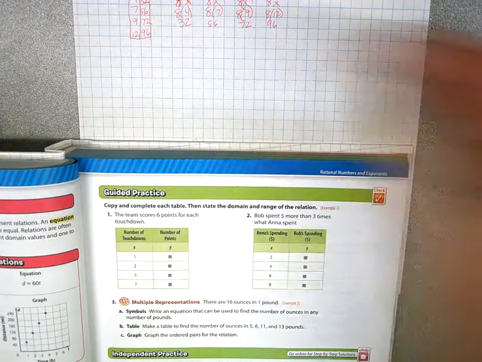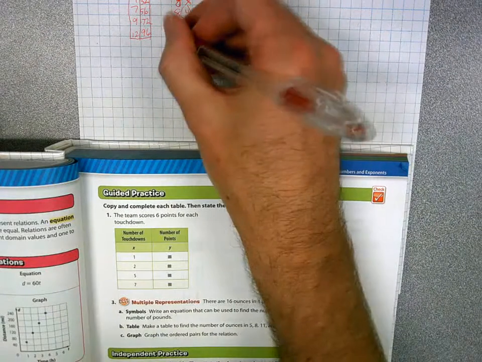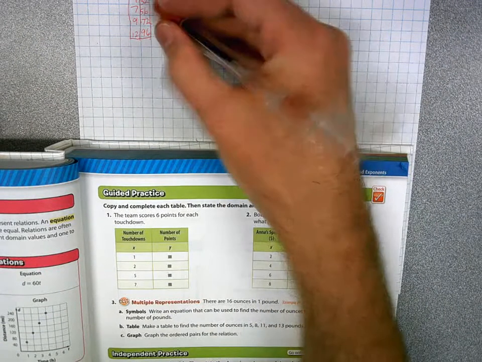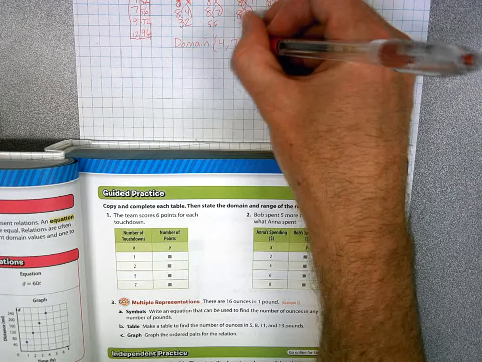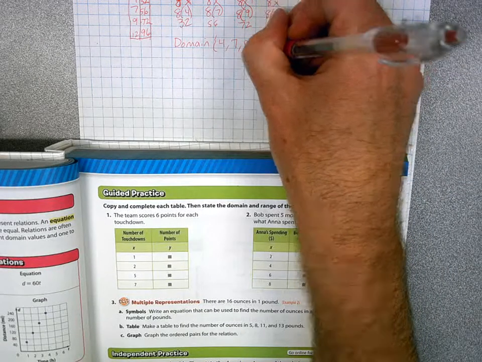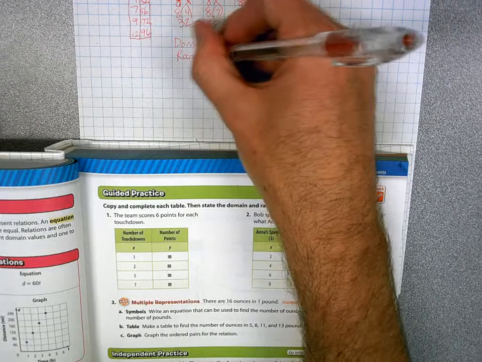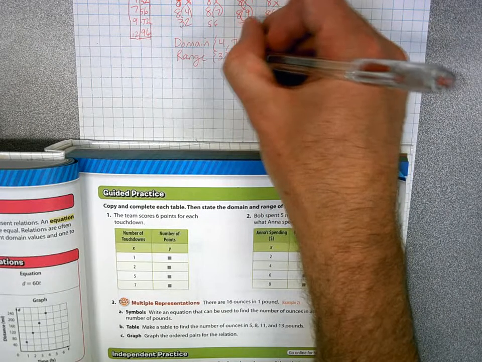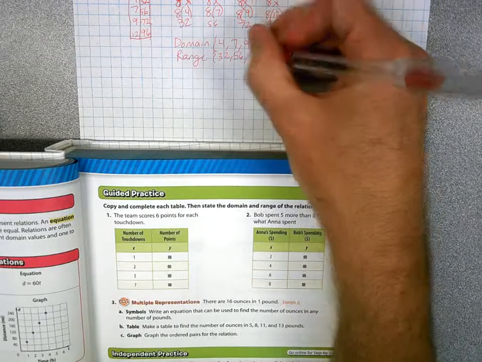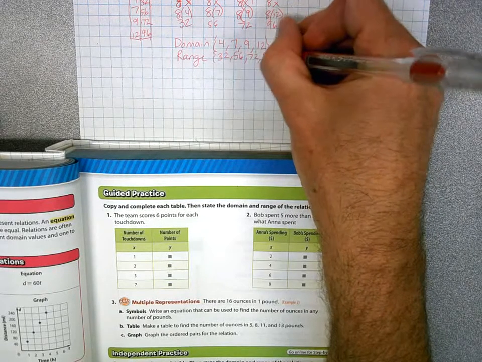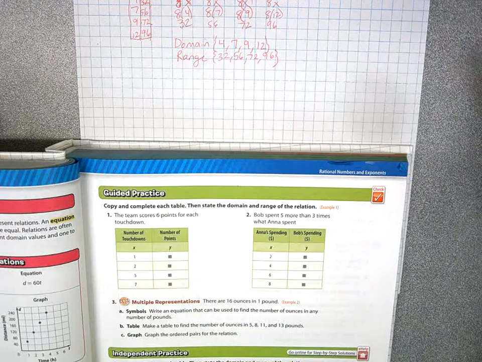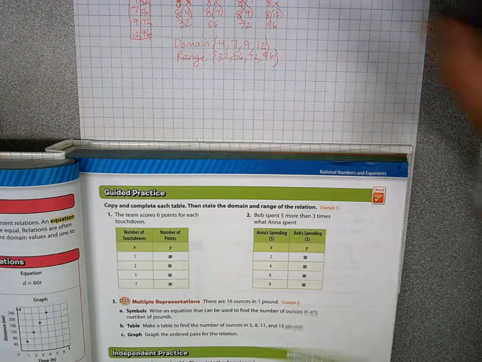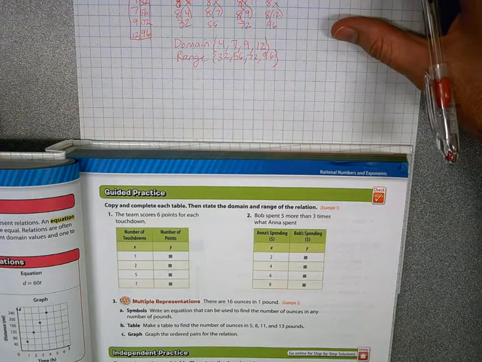Okay, so making sure that I write my domain, you should have written domain being all your X's. It's 4, 7, 9, and 12. Your range would be your Y's, so it's 32, 56, 72, and 96. So there's my table and my domain with my range for number 4.